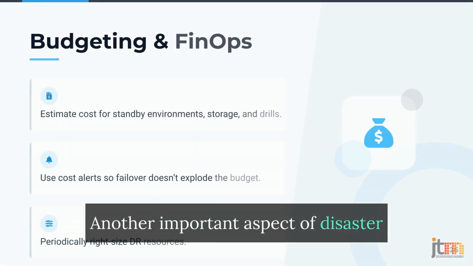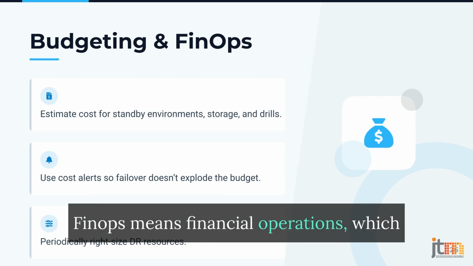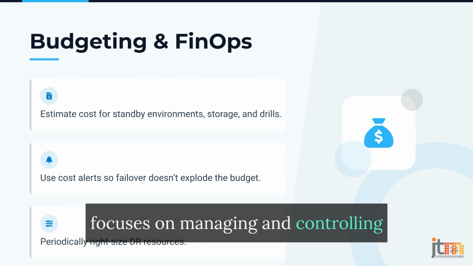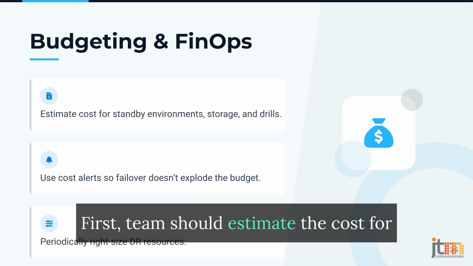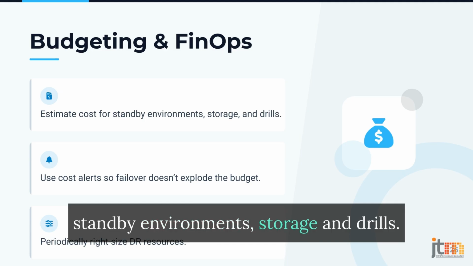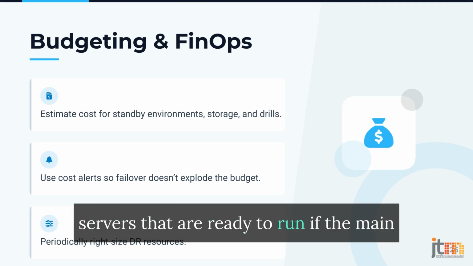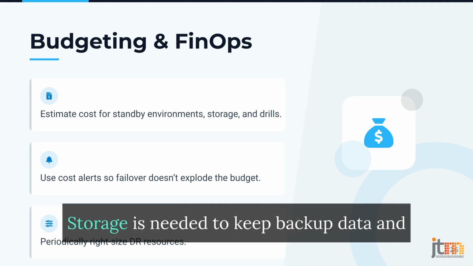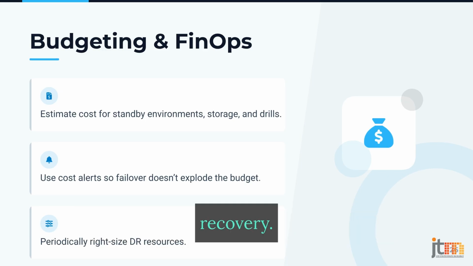Another important aspect of disaster protection is budgeting and FinOps. FinOps means financial operations, which focuses on managing and controlling cloud spending while using cloud services efficiently. First, teams should estimate the cost for standby environments, storage, and drills. A standby environment means backup servers that are ready to run if the main system fails. Storage is needed to keep backup data, and drills are practice exercises for disaster recovery.